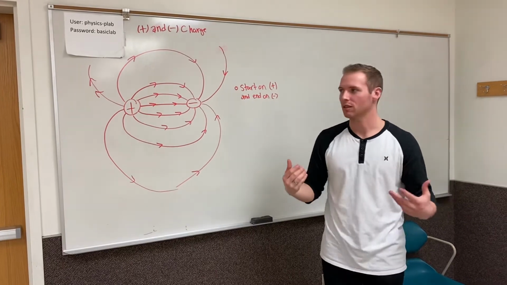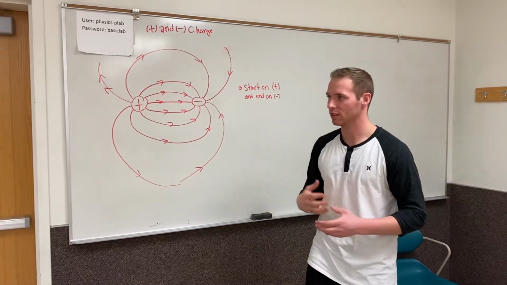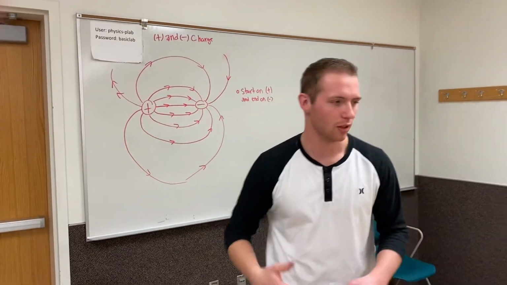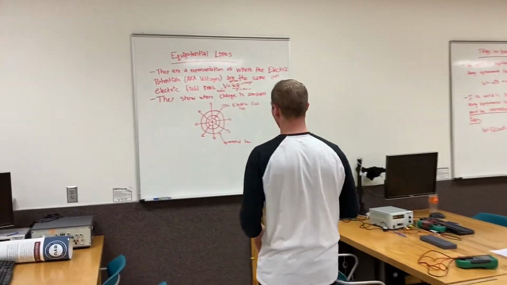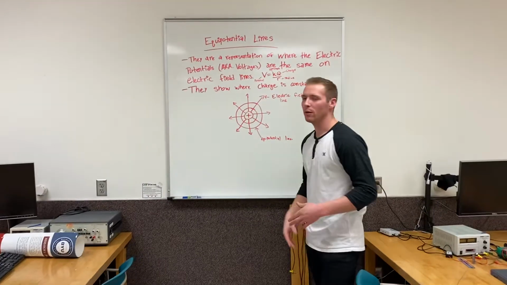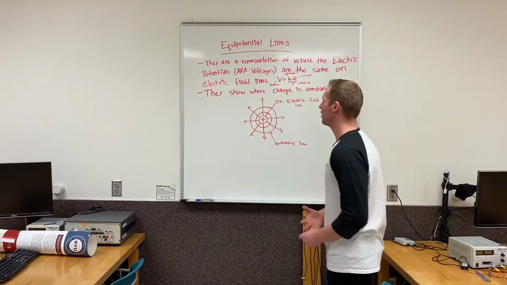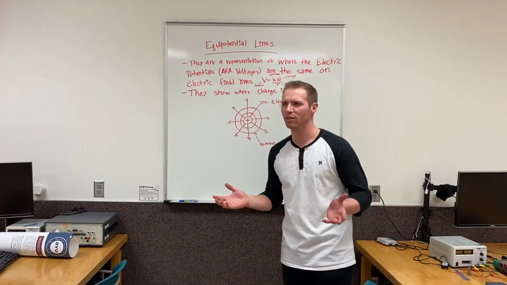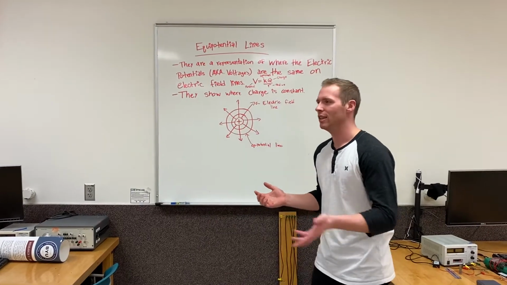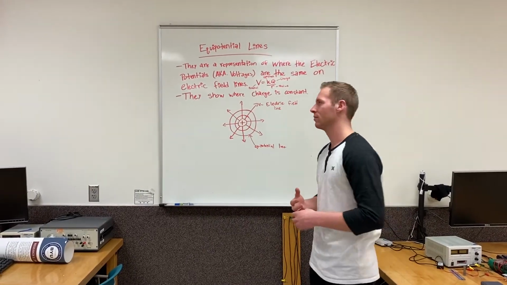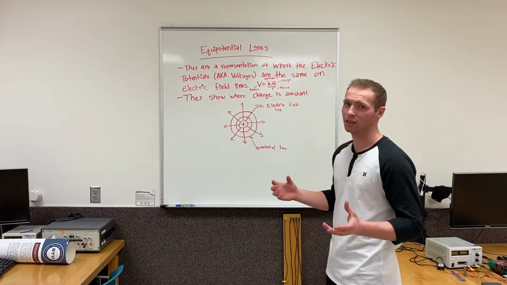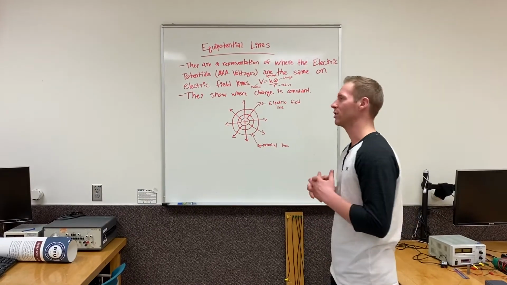So that's pretty much about it for electric field lines. It's not too complicated, pretty simple. If you have questions, you can comment below, as always. But now we're going to go on to equipotential lines. So equipotential lines, they're pretty related to electric field lines. Only equipotential lines are places where the charge is the same.